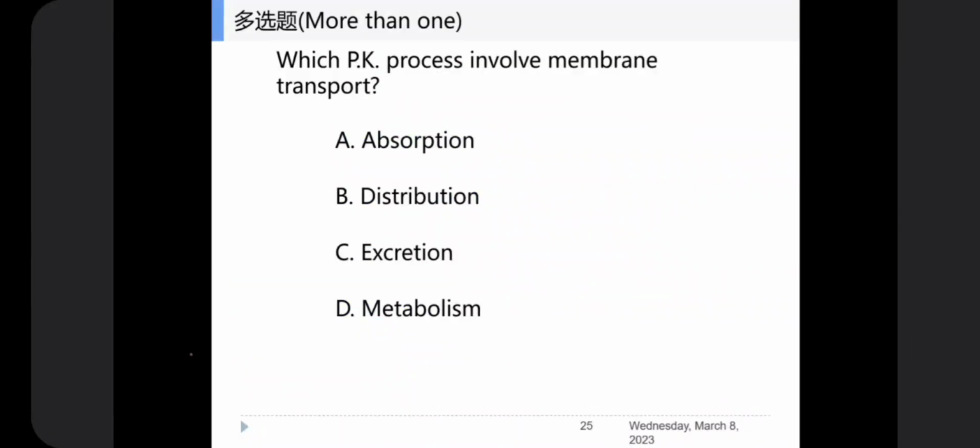Okay, next one. Let's do some exercise. First one, which PK process involves membrane transport? Note here, you need to choose more than one choice. Okay, which ones have membrane transport?